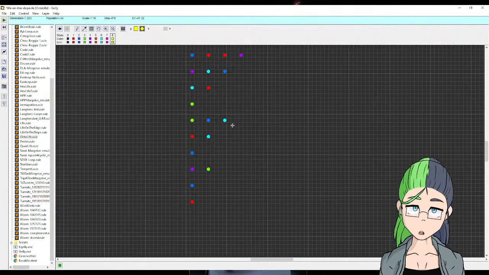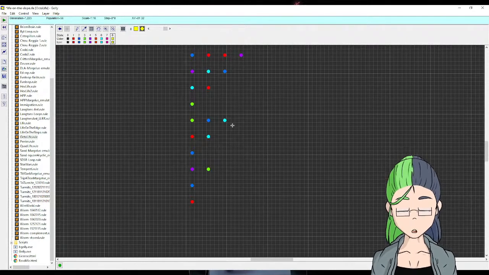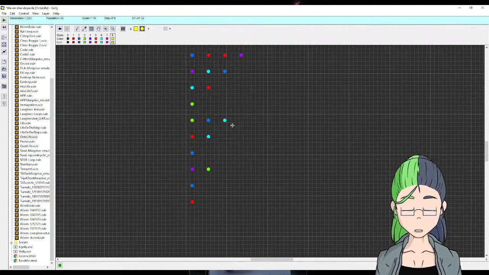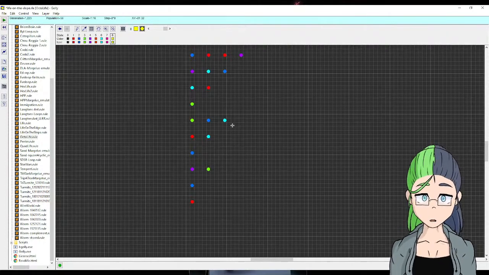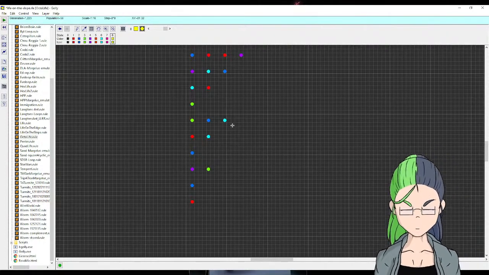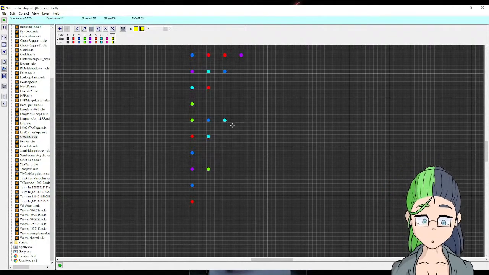All right, I've just finished tallying them, and there are 10 of red, blue, green, and purple, and 4 of orange, teal, pink, and yellow. Which means that it's still heavily biased towards the first 4. Going to lose my mind.